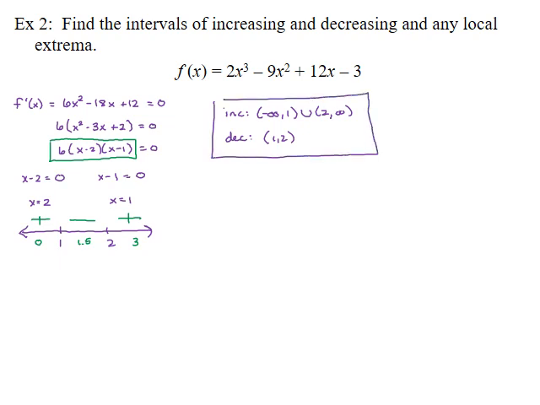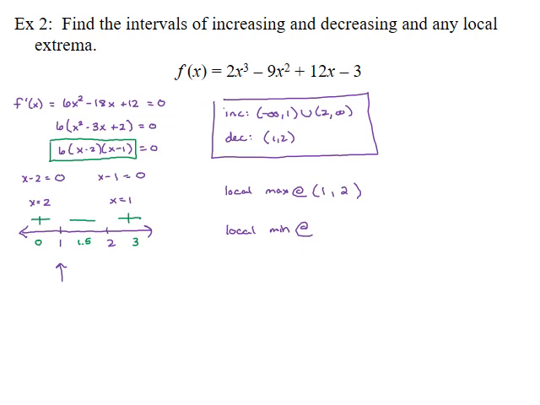Then you're going to find your local max and min. So local max and local min. Remember, local max occurs when you change from increasing to decreasing. So that's going to actually be at the 1, so that's going to be x equals 1. And to find its y value, you plug that 1 back into the original equation, and it looks like you're going to get a 2.